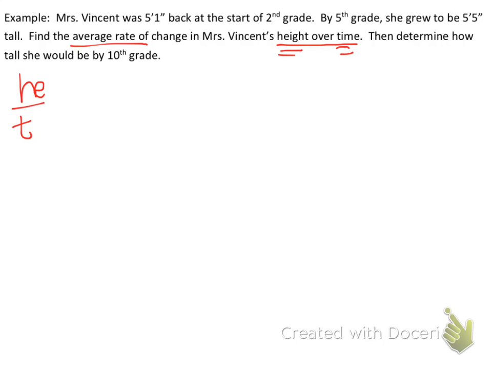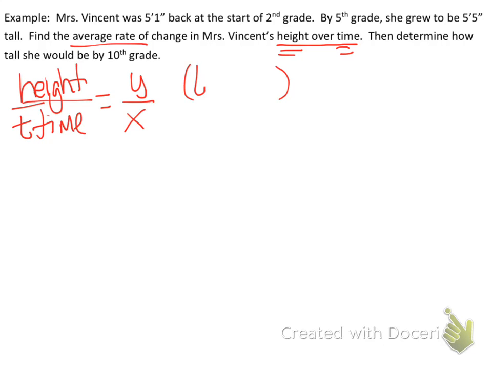So keep in mind, if we're dealing with change in height over time, when we're looking at finding the slope, we're finding the change in y over the change in x. So this tells us how to set up our ordered pairs. We're going to take time, will be our x-coordinate, and height will be our y-coordinate.